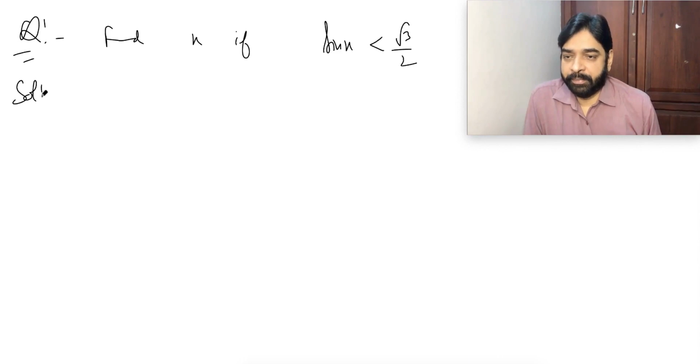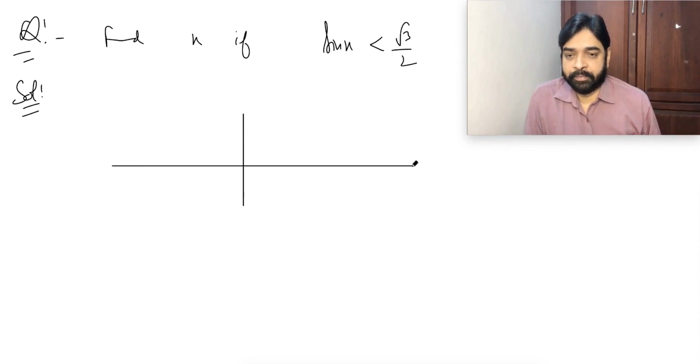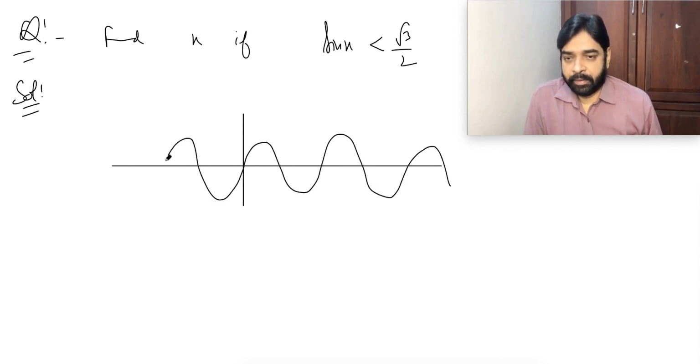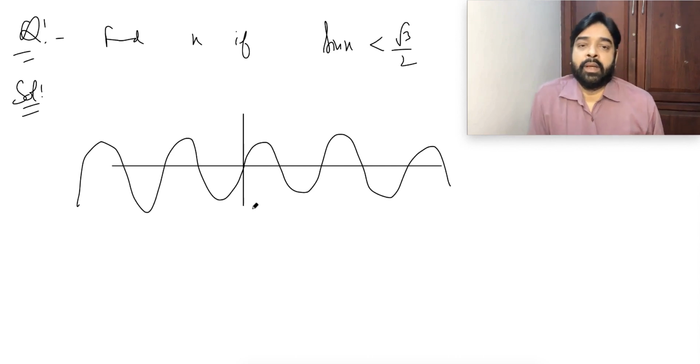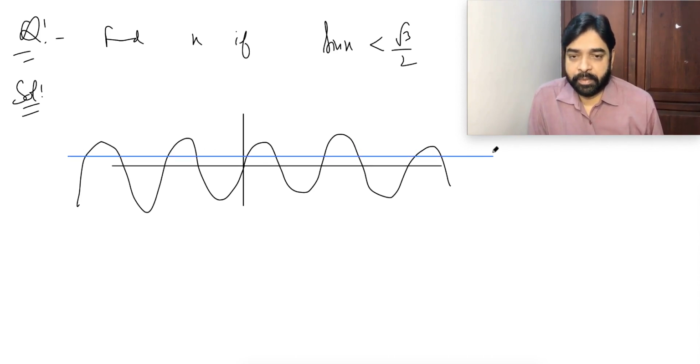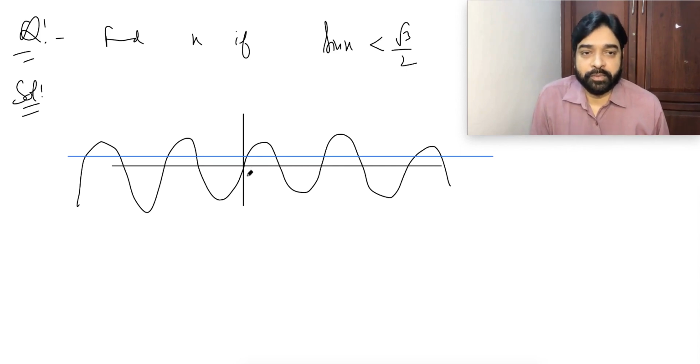चलिए, check it here. Sin x graph first. Sin x. Root 3 by 2 graph. Something like this. We want sin x to be less than root 3 by 2, which means the graph of sin x should be below the graph of root 3 by 2.